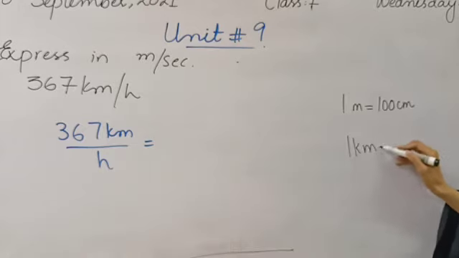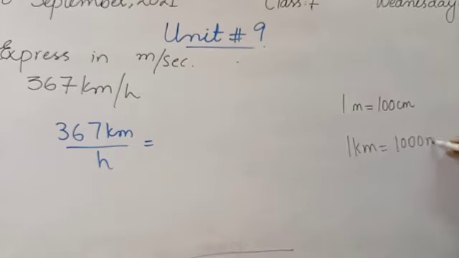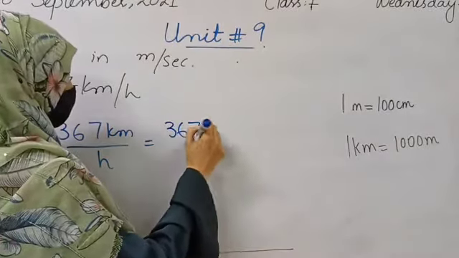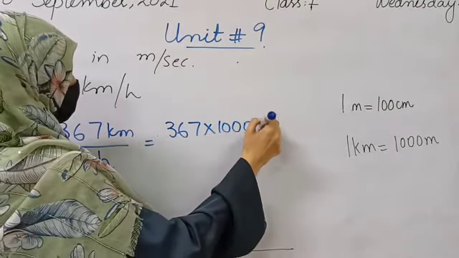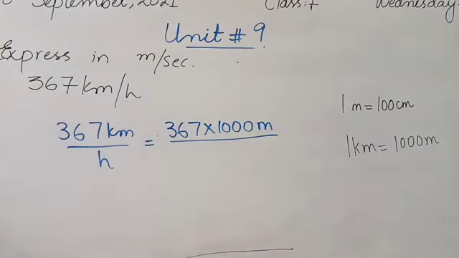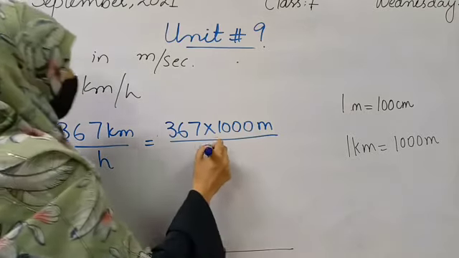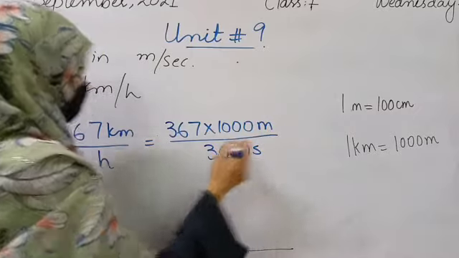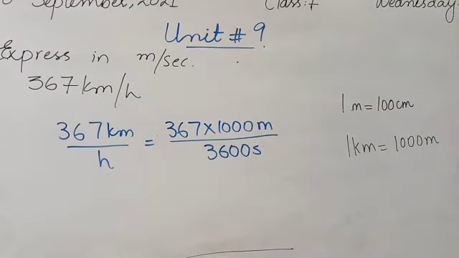One kilometer is equal to 1000 meters. So we want to convert kilometer into meters, so simply multiply 367 with 1000. Now it is in meters. And to convert hour into seconds, what will you do? 1 hour is equal to 3600 seconds. So write 3600 seconds instead of this hour.